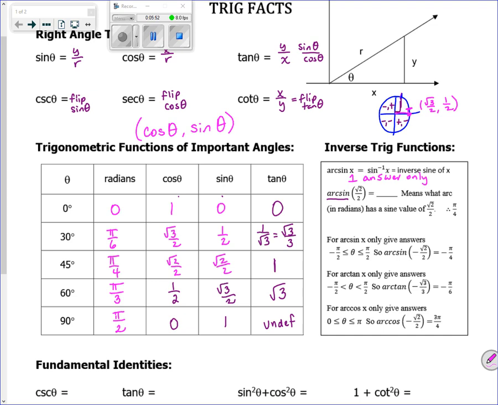And you have to make sure that you're looking in the right spot. There's not a whole lot of room to write on here. Okay?